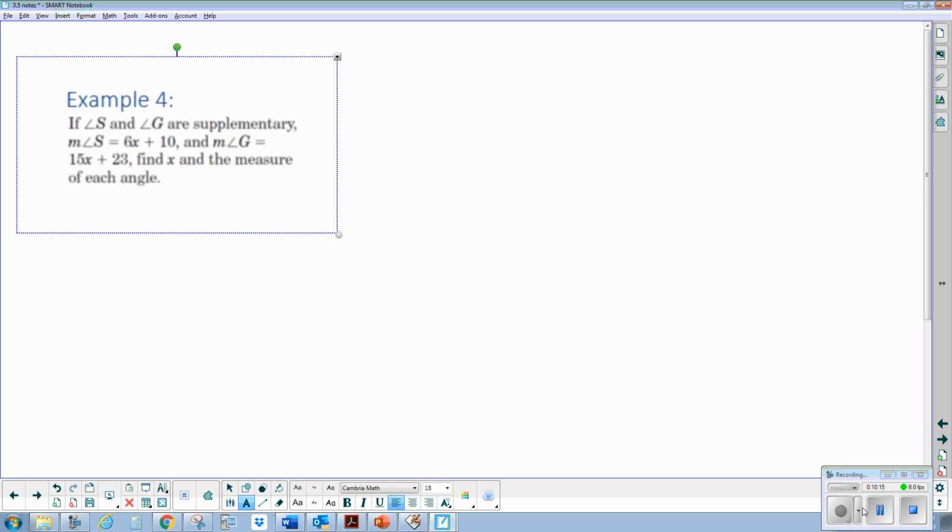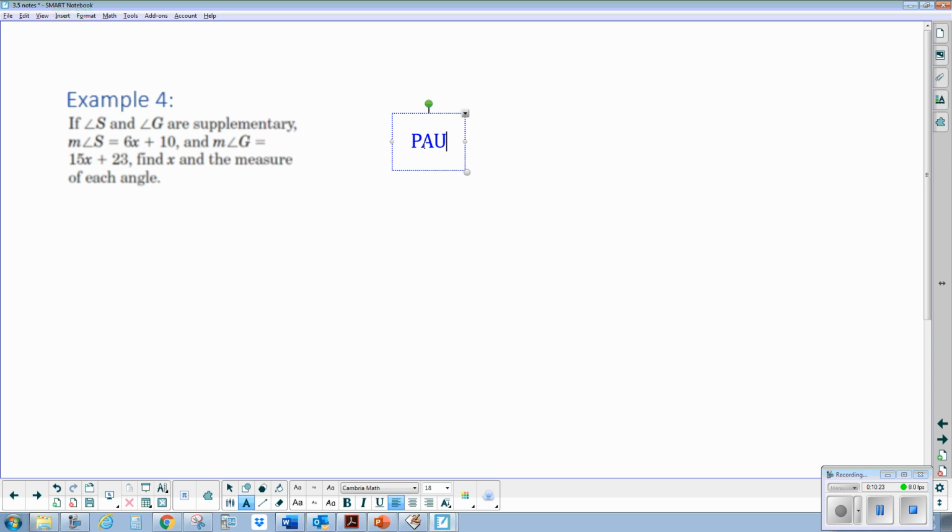Okay, with the definition of supplementary and using your angle addition postulate, on your own, you can pause this video while you work, and you can unpause for the solutions.